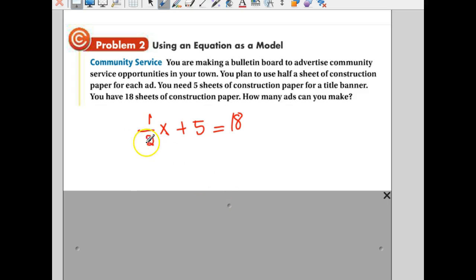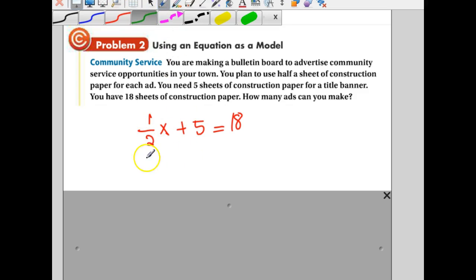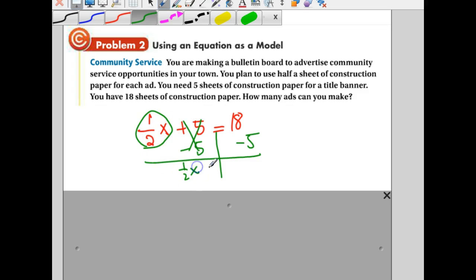Okay. So if you try to isolate this variable, you're going to get all the stuff by itself, so you're going to subtract 5 to make this go away. Okay, now that's gone. All that's left on this side of the equation, you just have 1/2 x. Over here, you've got 13. So half x equals 13.